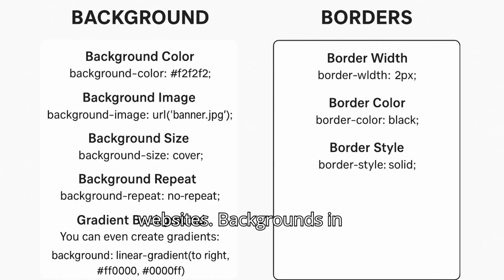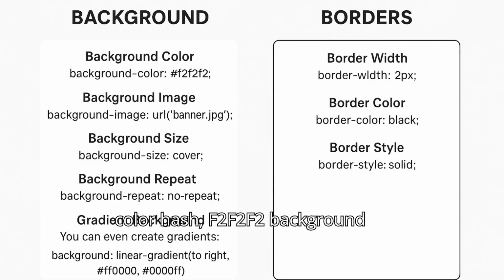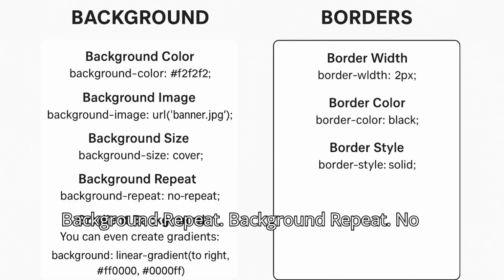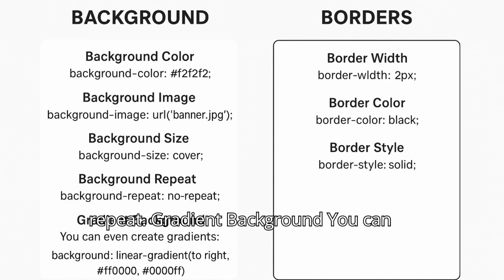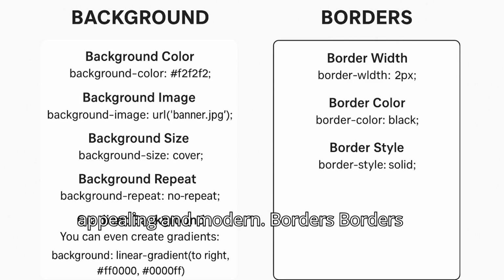Backgrounds in CSS. CSS also gives us full control over backgrounds. Background color #F2F2F2. Background image url banner.jpg, background size cover, background repeat no-repeat, gradient background. You can even make your webpage visually appealing and modern.